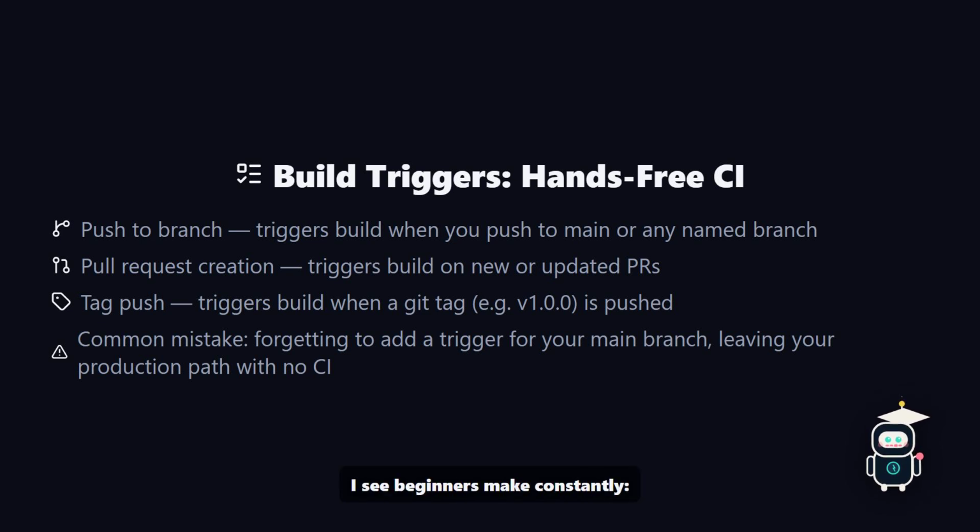But here's the mistake I see beginners make constantly. They configure a trigger for feature branches but forget to add one for the main branch. Then they merge a pull request, expect an automatic build, and nothing happens. Your main branch deserves the same CI love. Use this checklist the next time you set up a project to make sure you haven't skipped it.